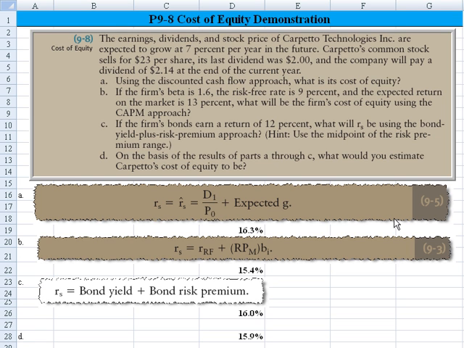Hi everyone. Let's take a look at problem 9-8, which deals with a demonstration of the cost of equity.